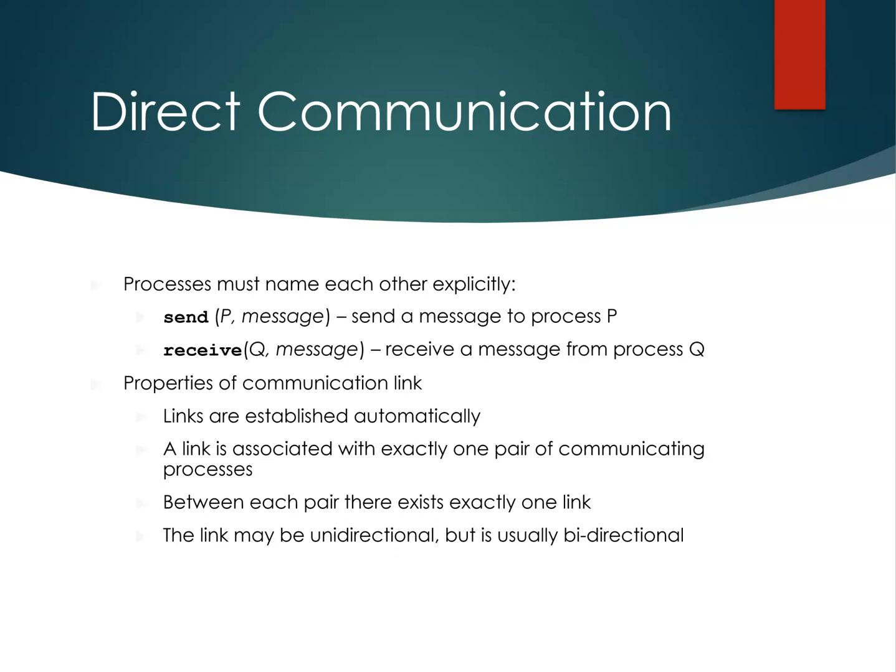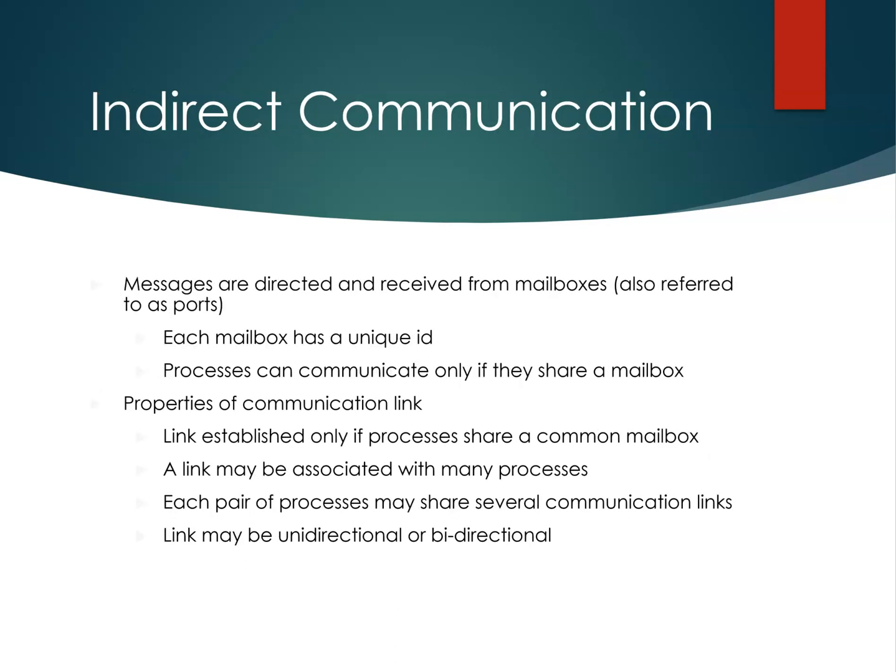Send(P, message) sends a message to process P. Receive(Q, message) receives a message from process Q. Links are established automatically. A link is associated with exactly one pair of communicating processes. Between each pair, there exists exactly one link. The link may be unidirectional, but is often bidirectional.